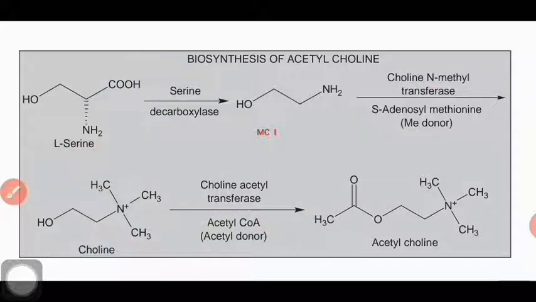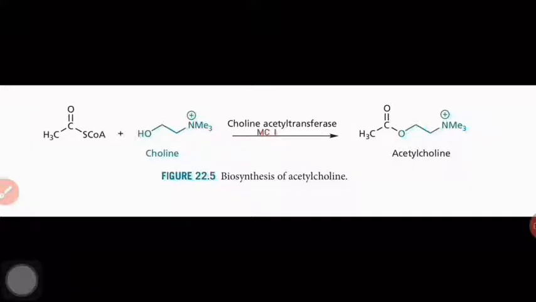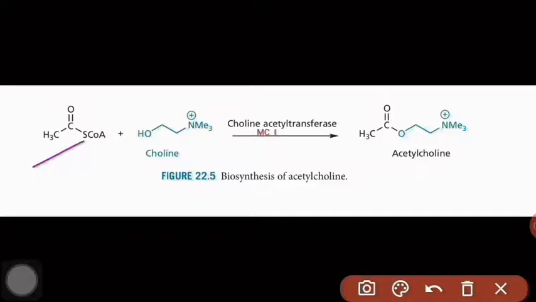So, serine decarboxylation, then choline N-methyl transferase produces choline, and then combination with acetyl-CoA gives acetylcholine. Acetyl-CoA combines with choline, and in the presence of choline acetyl transferase, you get acetylcholine.